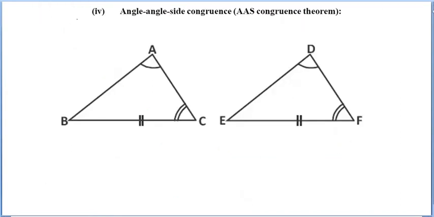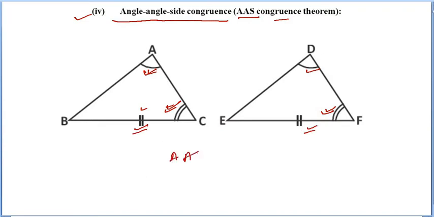Now come to the fourth rule, the angle angle side congruency, that is the AAS. So this angle is equal to this angle, angle C is equal to angle F, and the side BC is equal to EF. That's why it is AAS. AAS means two angles and one side are equal.